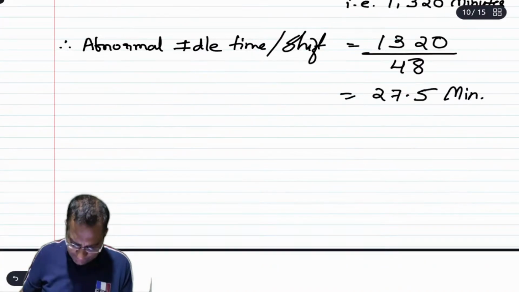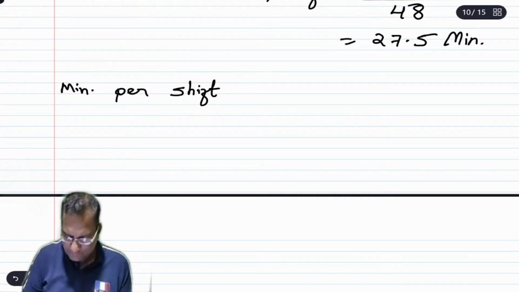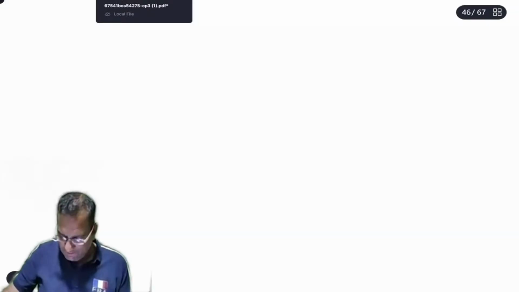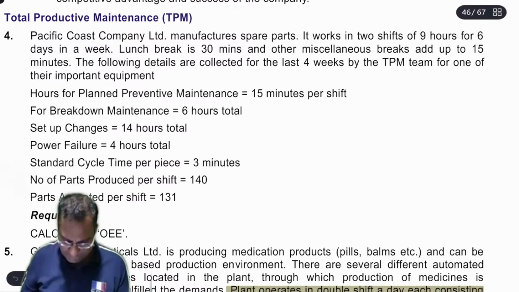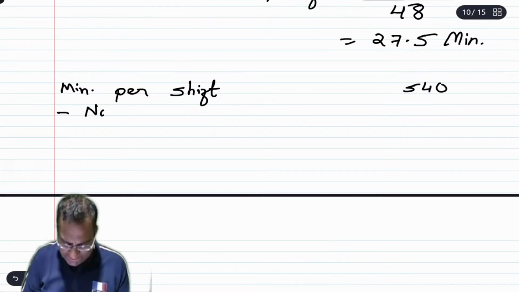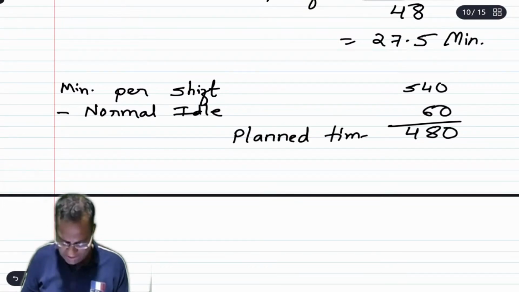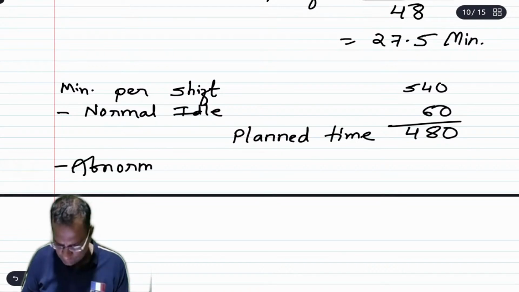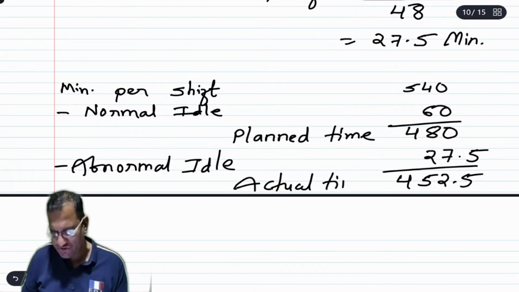No? Let's move ahead. So now, minutes per shift: how many hours are there on a per shift basis? 9 hours. So 9 into 60 is equivalent to 540 minutes. So normal available time is 540 minutes minus normal idle time of 60 minutes. So 480 minutes we can call the planned time. This is the time you can utilize the machine, but there is some abnormal idle time. Abnormal idle time is 27.5 minutes. So it will be 452.5 minutes, the actual time the machine has been utilized.